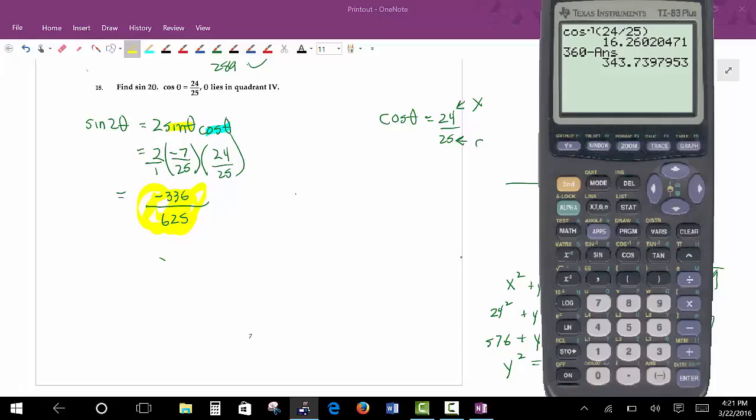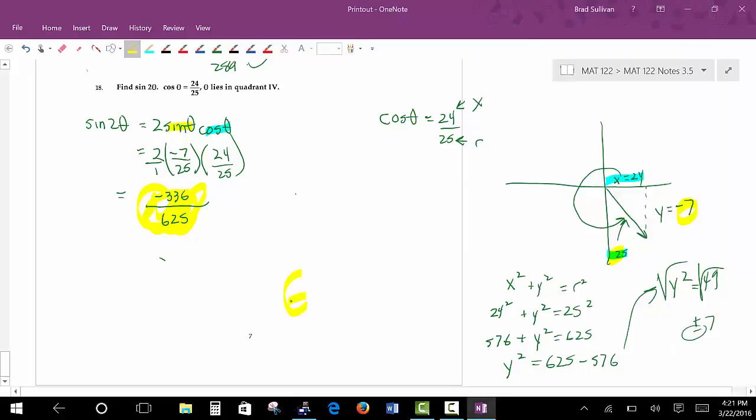So now I wanted to find the sine of twice the angle, so I take the sine of twice the angle, and it gives me this. Notice I got a negative answer. So if I do negative 336 divided by 625, I get the same answer. Okay, so checked. All right, so that's the end of it.